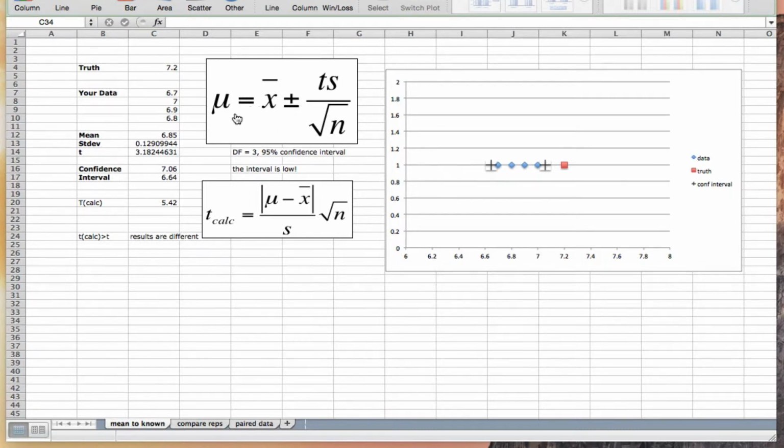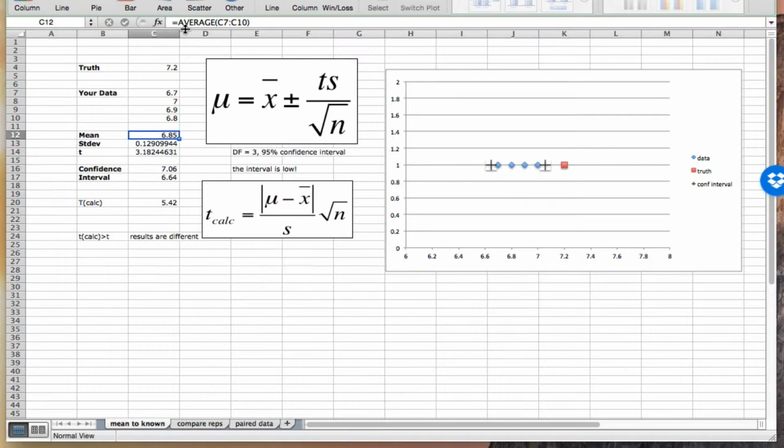Remember that the confidence interval, mu, is x bar plus or minus t, the t statistic with the probability that you assign, times the standard deviation, which would be the sample standard deviation, divided by the square root of n, which is the number of data points. So I can calculate this interval. Let's see how I do this in Excel.